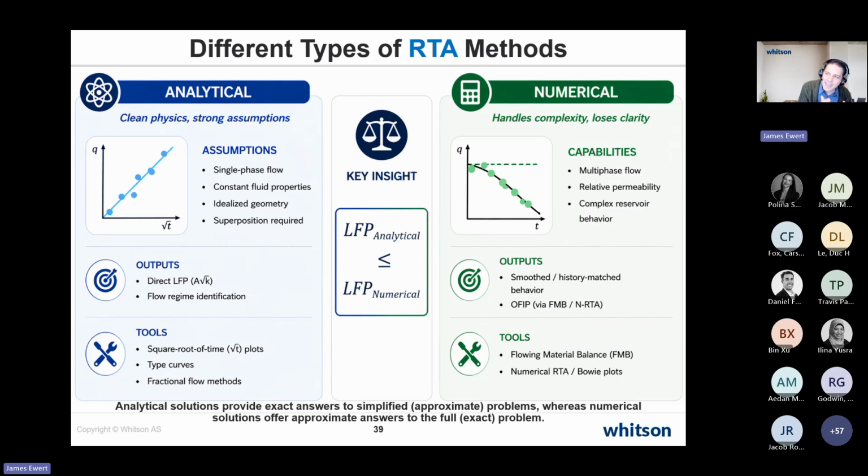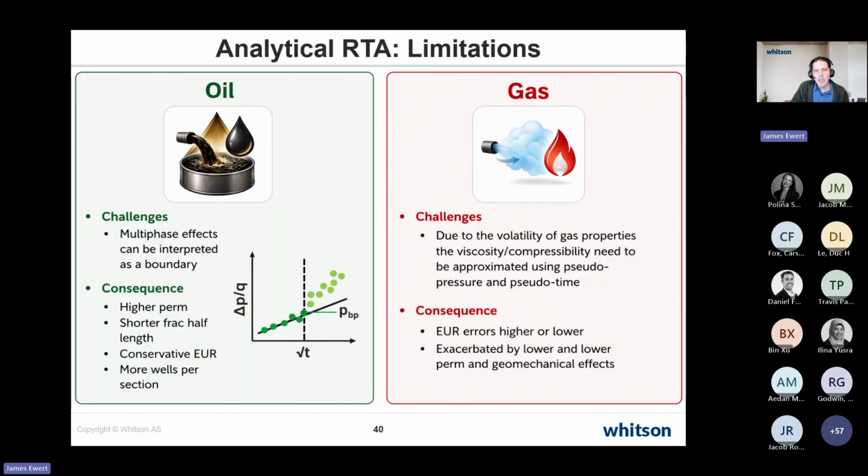And it's a part of the history of RTA. It's nothing to be abandoned because we're moving more to more computational methods and more numerical methods and everything's getting faster. The fundamentals still hold true. And what I'm going to show you of how I use analytical RTA brings me value to every single well that I analyze. Okay, so that's the difference between analytical and numerical.